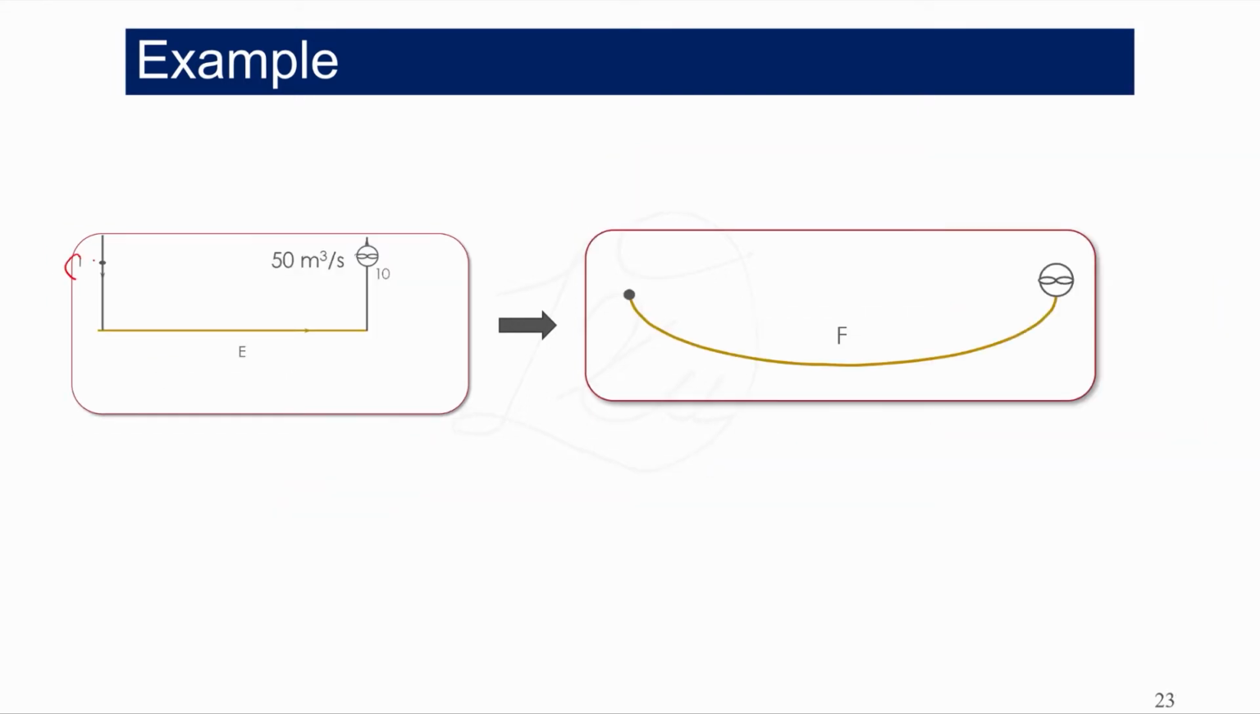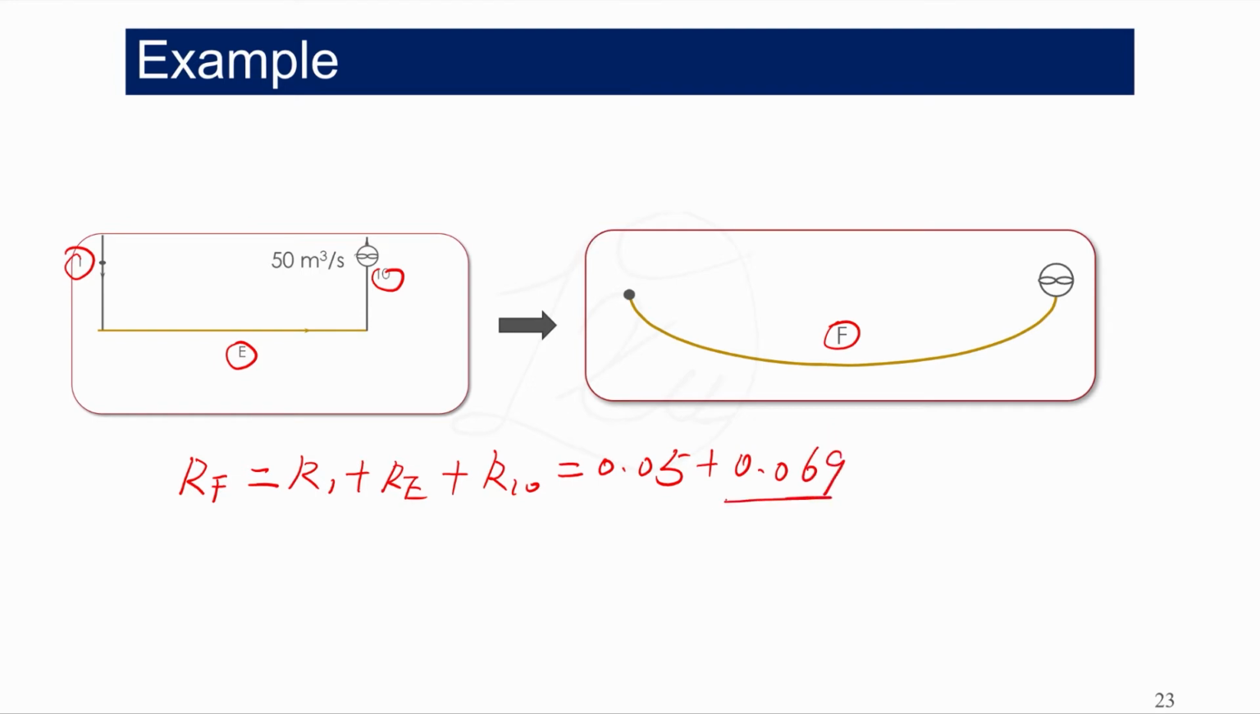Finally, we can see that airway 1, E, and 10 are in series. We can reduce these three airways into a single airway F. The resistance of F, RF, equals R1 plus RE plus R10, which equals 0.05 plus 0.069, which is the resistance for airway E we just calculated, plus 0.04, which is R10. 0.05 is R1, which is also given from the table. Finally, RF equals 0.159.